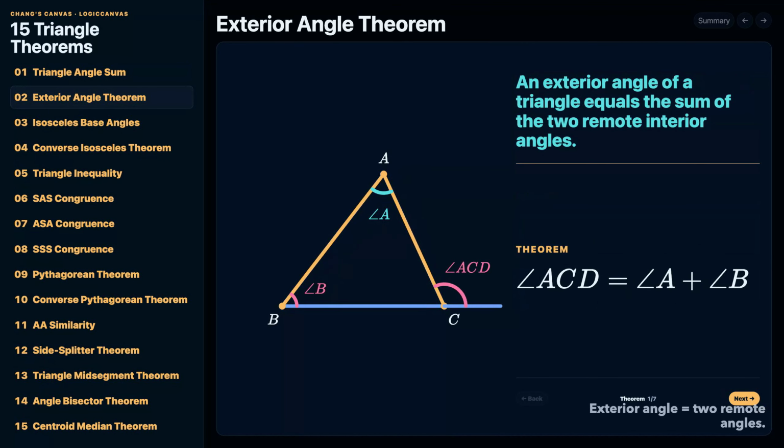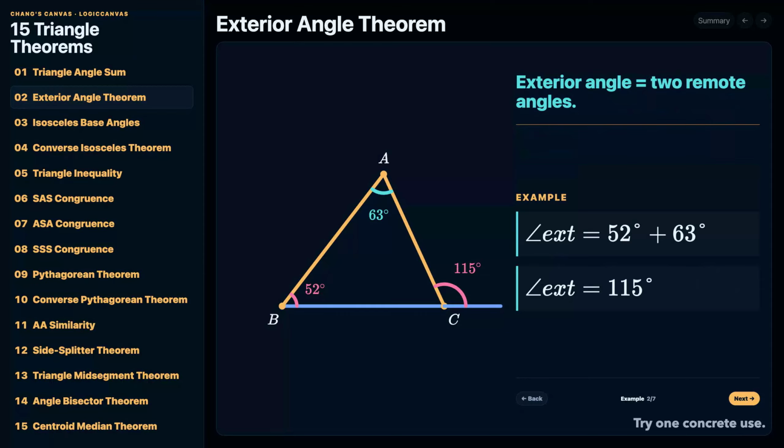Theorem 2 turns the angle sum outward. In triangle ABC, extend side BC through point C to point D. Exterior angle ACD equals the two remote angles, angle A plus angle B. If the remote angles are 52 degrees and 63 degrees, their sum is 115 degrees. So exterior angle ACD is 115 degrees.